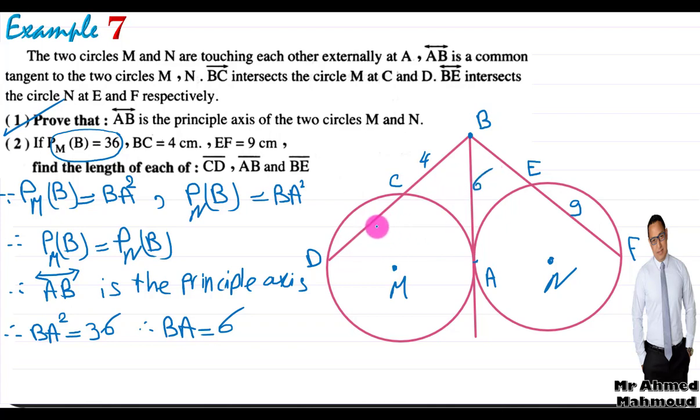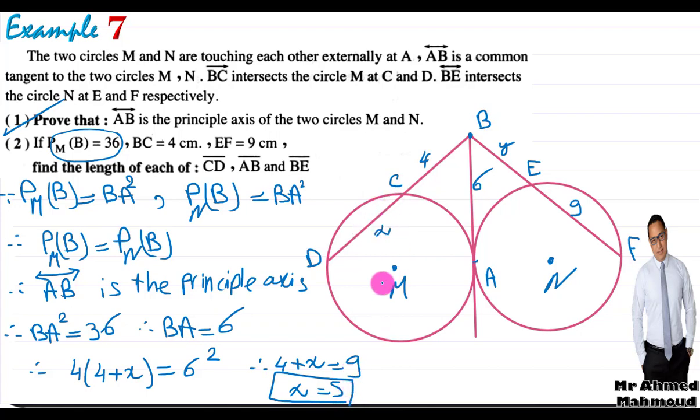Now I'm going to call DC x and BE y. Therefore 4 times (4 plus x) equals 6 to the power of 2, which is 36. Therefore I divide 36 by 4, which equals 9, so 4 plus x equals 9. I subtract 4, so x equals 5. This is x equals 5.